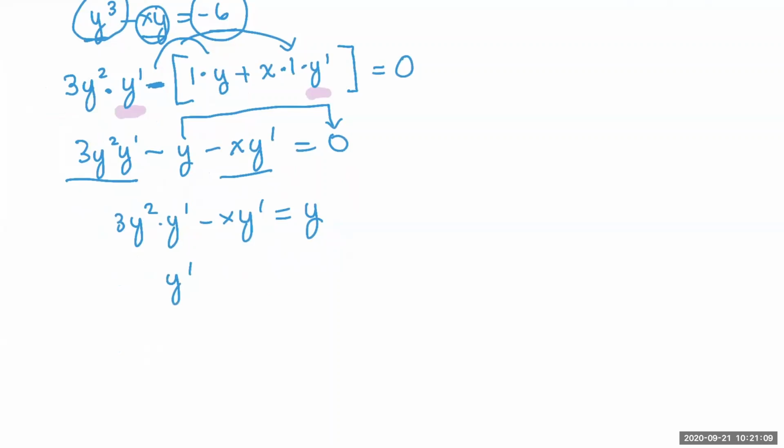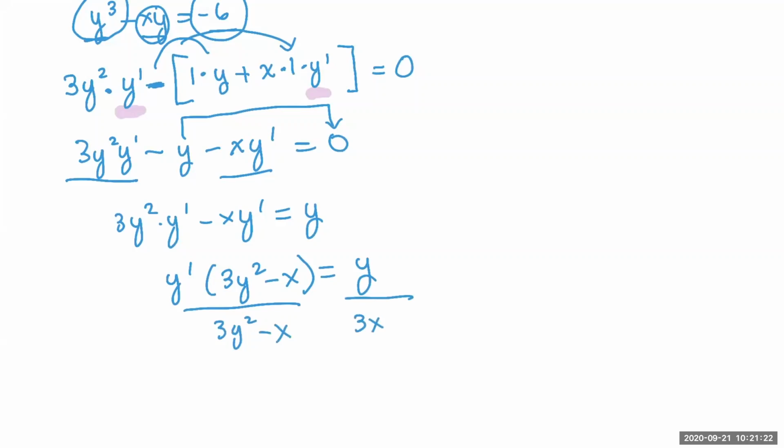Perfect, factor. Take out the y prime, and then we can now divide both sides by 3y squared minus x. And so our derivative is y over 3y squared minus x. This is y prime, or dy dx.